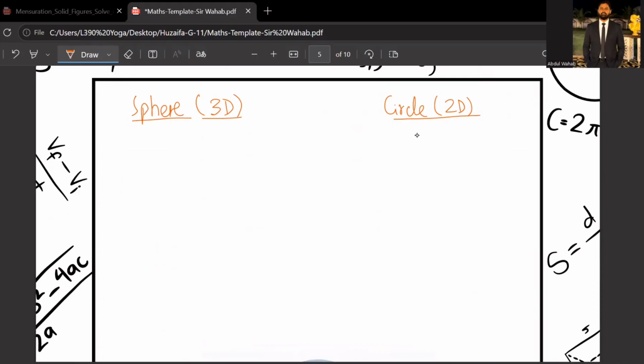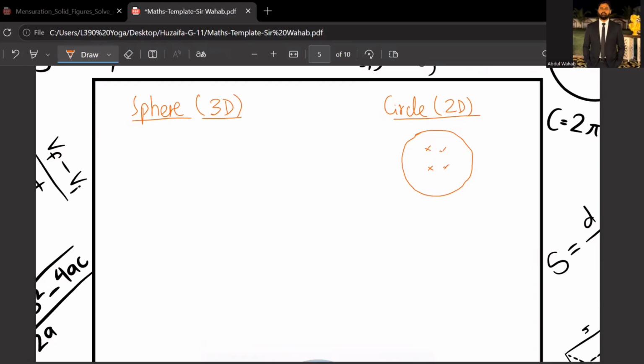Circle, let's say it's a circle. It's empty inside. There is nothing. It's empty inside. That is why we call it a circle. Or you can take the example of bangles that females wear, or you can say the wristwatch, which we use. So they are the examples of a circle.